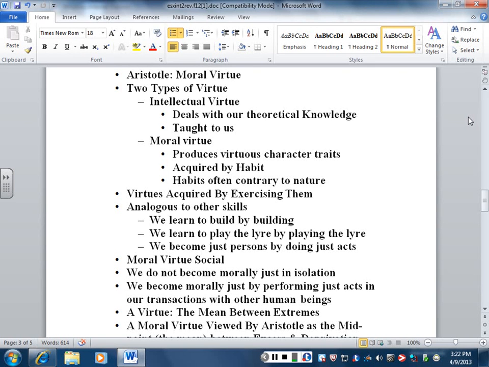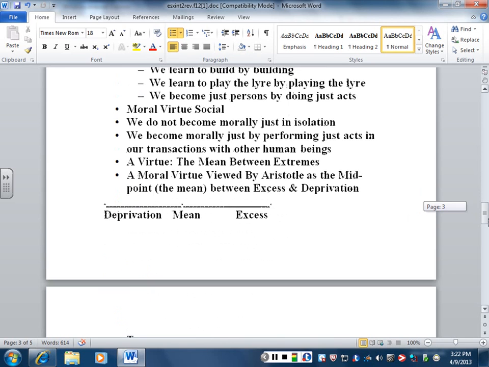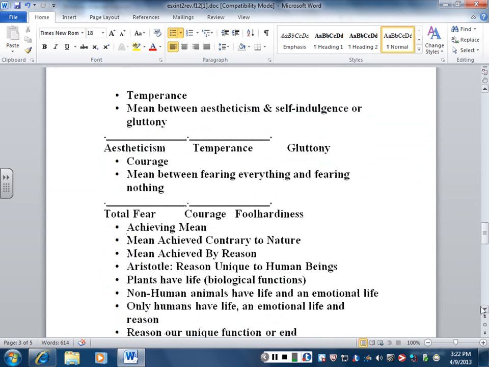Now, most of this you probably know without even reviewing it. Note, he says a virtue is the midway point. The virtuous life is a life of moderation. Every virtue is a midpoint between two vices, a vice of excess and a vice of deprivation, of whatever that thing is. And most of this review sheet is taken from the PowerPoint.